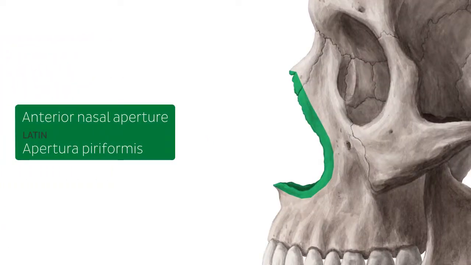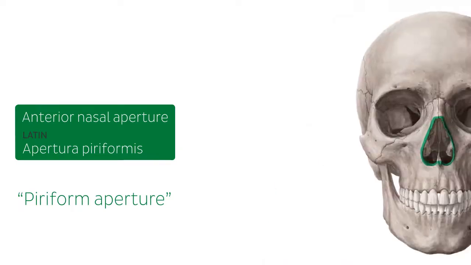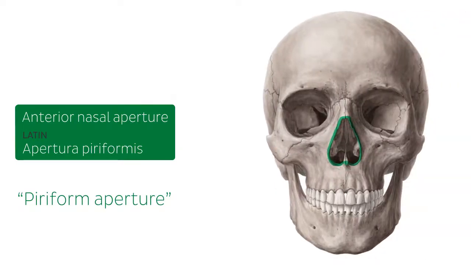This is a pear-shaped bony opening in the skull, and is also sometimes referred to as the piriform aperture. Here we can see a lateral view of the anterior nasal aperture, and in the next image we have a frontal view. The anterior bony aspects of the maxilla and the nasal bones terminate at the anterior nasal aperture and form an opening into the cartilaginous nasal vestibule.